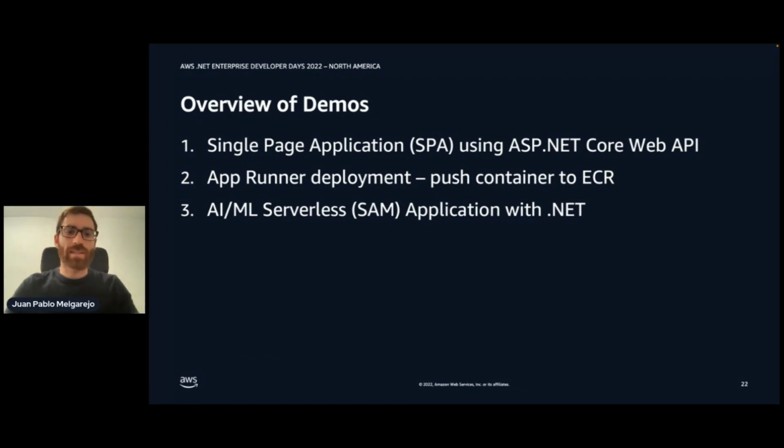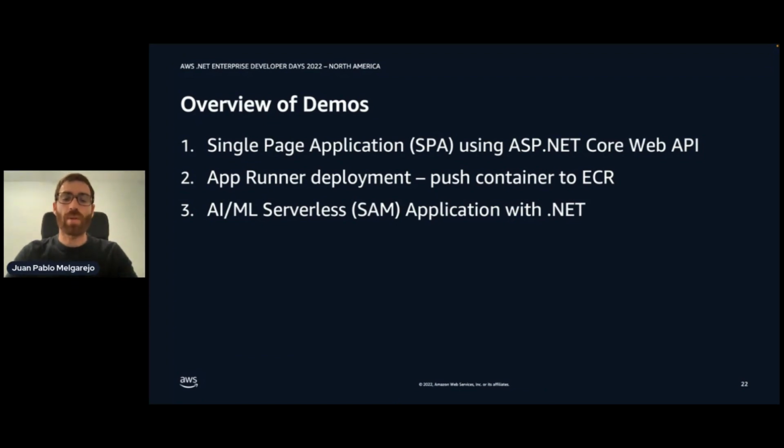Thank you, Greg. Let's now move on to the demos. Here are the three that we will be showing you for the remainder of this presentation. First, we will walk you through a single-page application using ASP.NET Core Web API and an Angular frontend. There will also be a demo on App Runner, which is a fully managed container application service. And last but not least, Greg will show you a Serverless Application Model deployment.